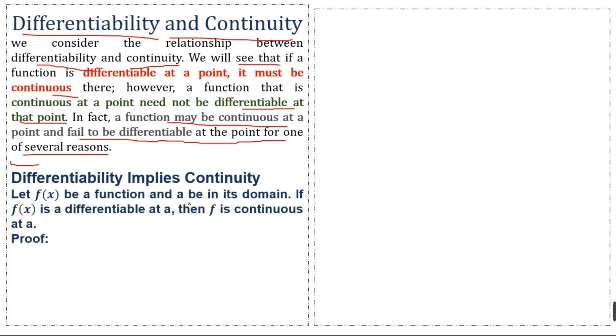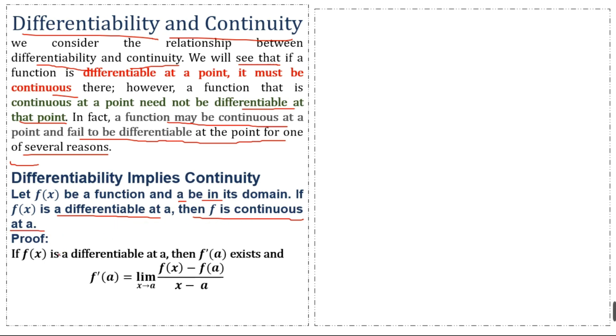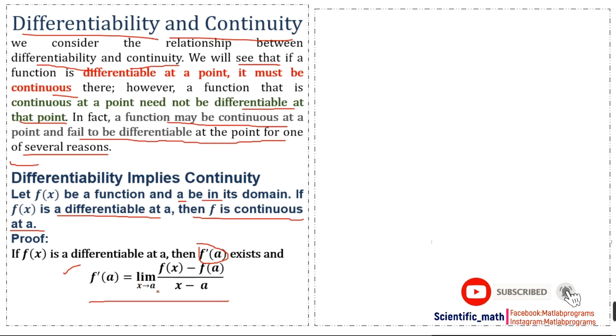This means if a function is differentiable, then the function will also be continuous. Let f of x be a function and a be a point in its domain. If f of x is differentiable at a, then the function f is continuous at a. So we will prove that if a given function is differentiable at a given point in its domain, then the function will also be continuous at that point. If f of x is differentiable at a, then f prime of a exists. This means the derivative of the function at point a exists, and we know the definition of the derivative is f prime of a equal to the limit as x approaches a of f of x minus f of a divided by x minus a.